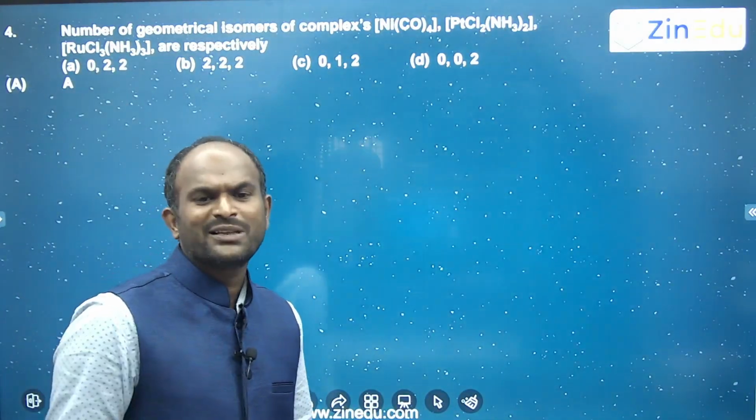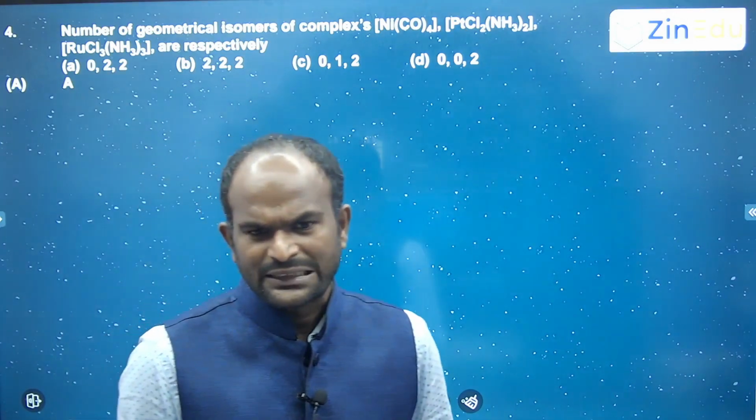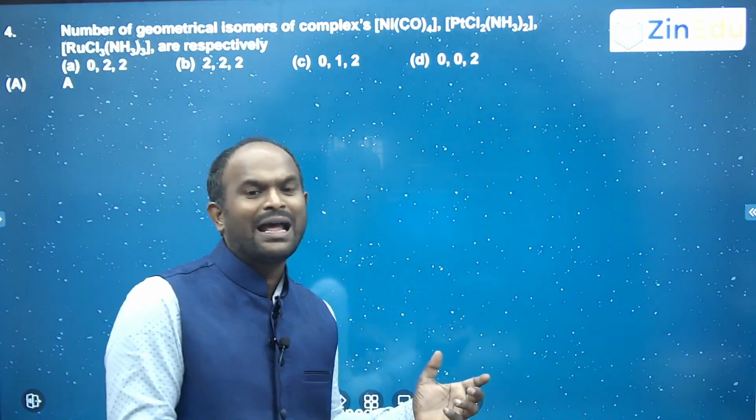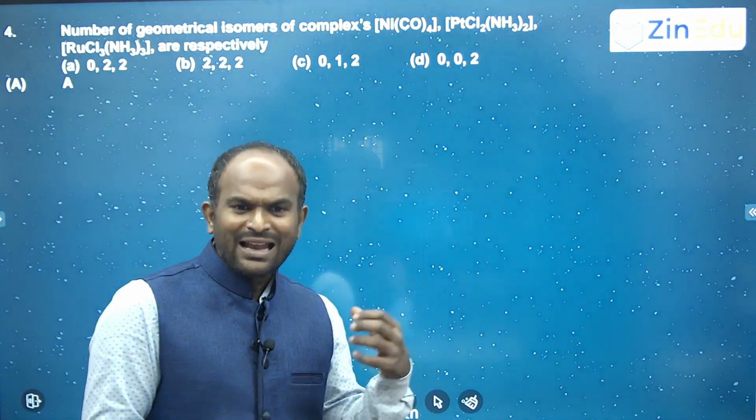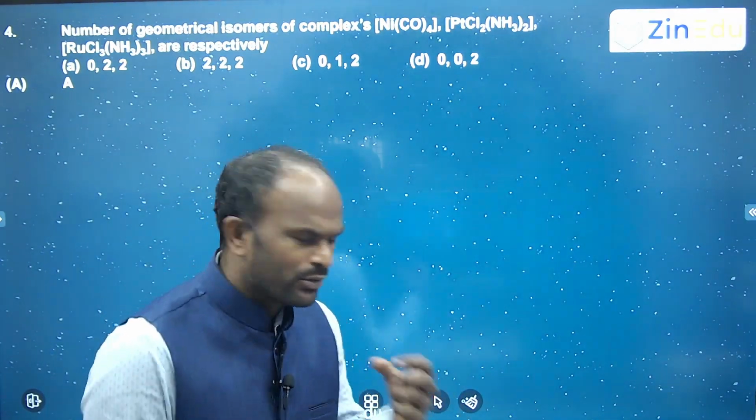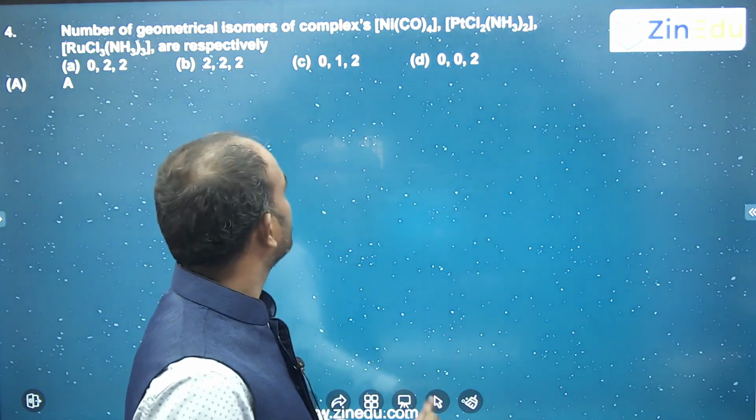Ma4B2 also can exhibit geometrical isomerism, isn't it? Ma4BC also can exhibit geometrical isomerism. Ma2B2C2 also can exhibit geometrical isomerism. So for that we need to go for the arrangement of the different atoms with respect to the metal ion. Next.